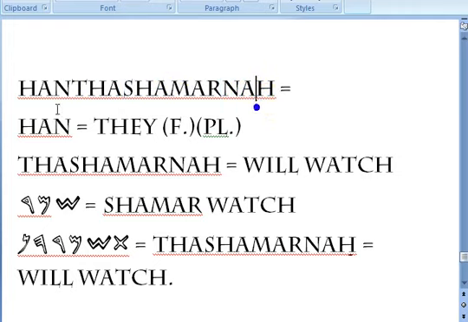All right, so hun, tha, shamar, na. Hun is they, female plural. Tha, shamar, na is will watch, future tense. Shamar is watch. Tha, shamar, na is will watch, future tense.